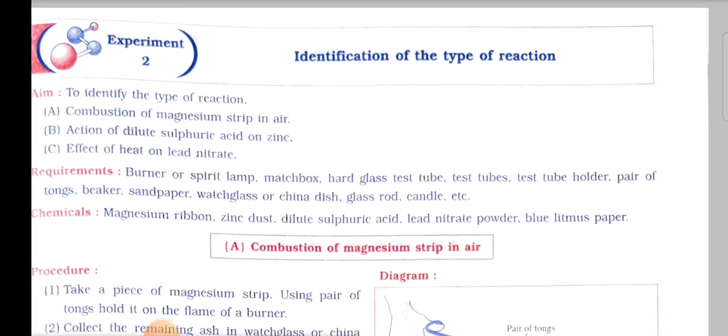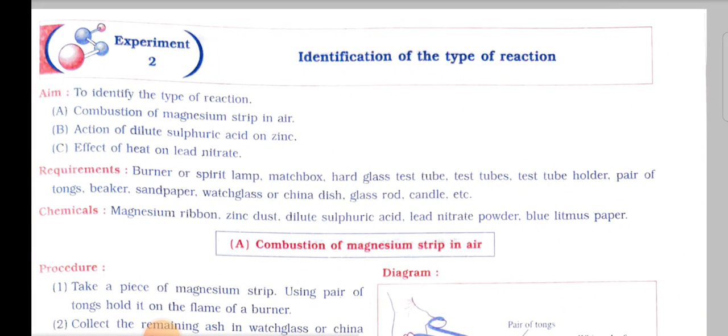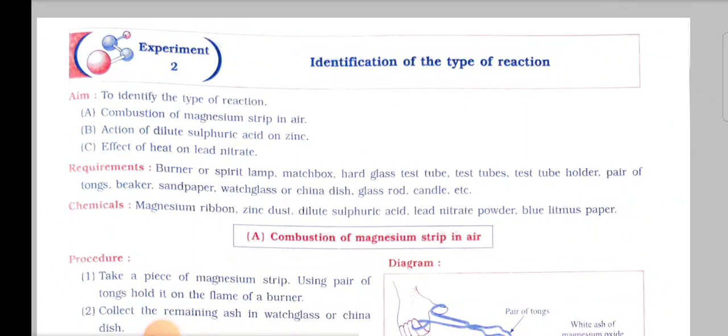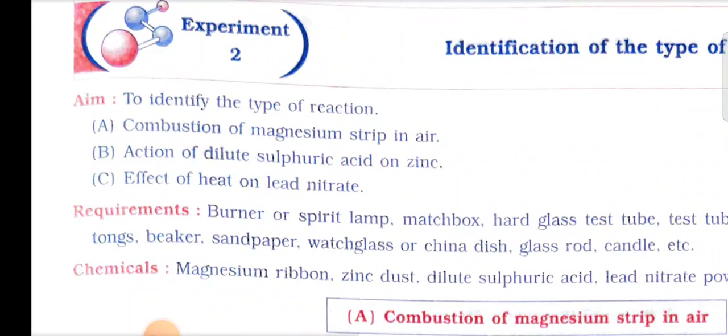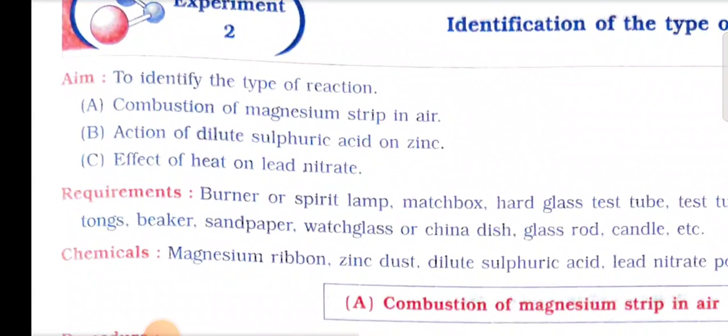Then second, experiment number 2, identification of the type of reaction. Aim: to identify the type of reaction.